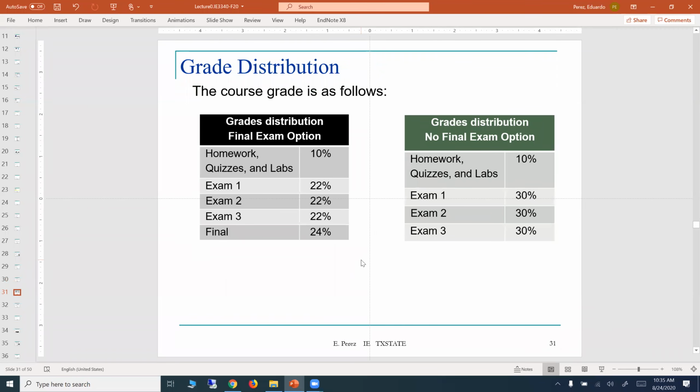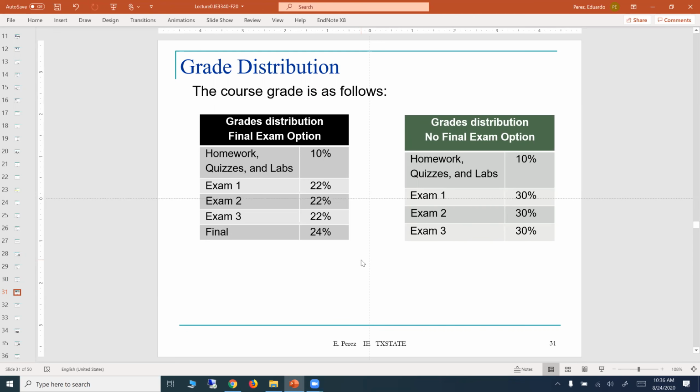The course grade is as follows. Grade distribution with the final exam option. So if you want to take the final, homework quizzes are 10%, exam 1 is 22%, exam 2 is 22%, exam 3 is 22%, and the final will be 24%. So this has worked well for students that do well in 2 exams and they don't do well in one of them. So you can take the final and then you can improve your grade.